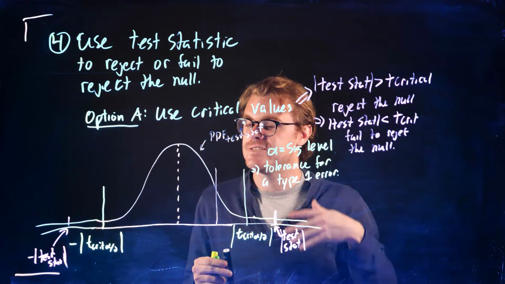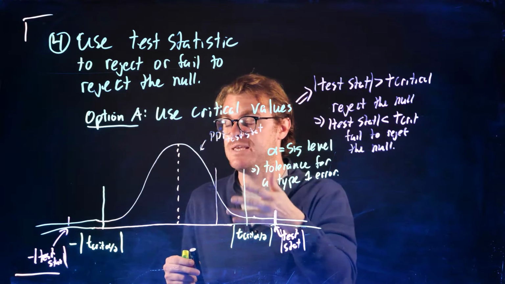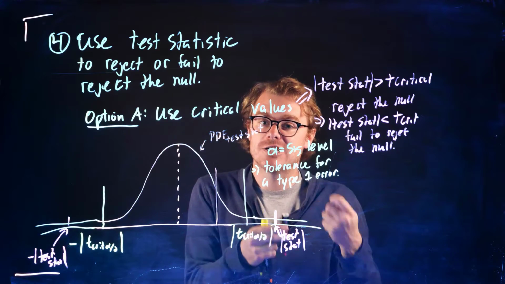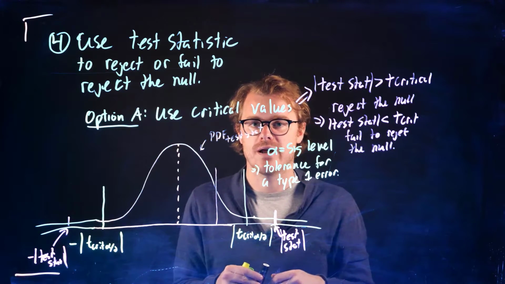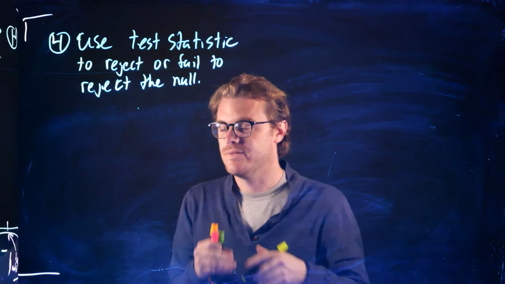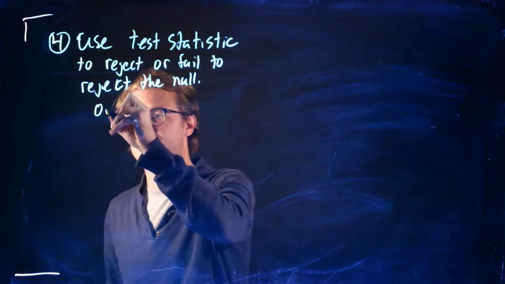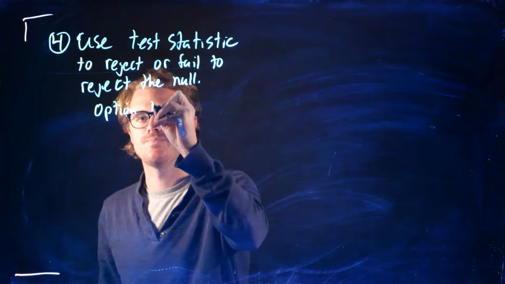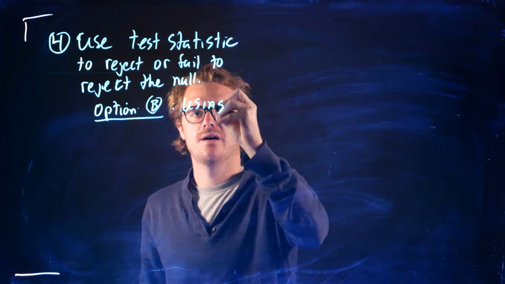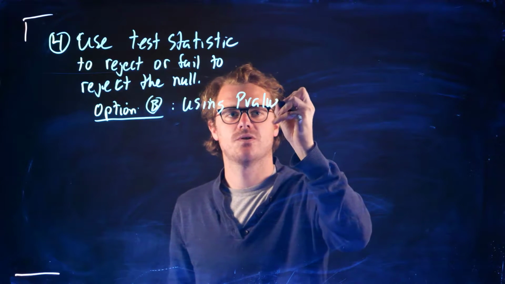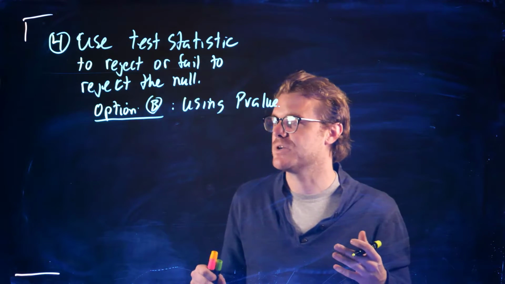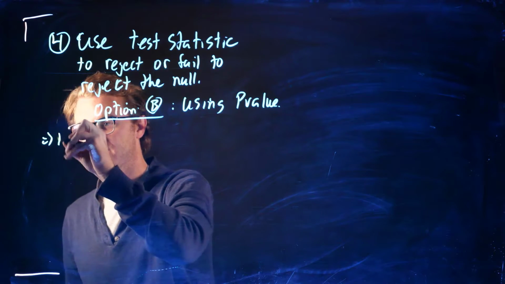Now the second option has to do with p-values and actually calculating the p-value, which is going to be the probability that you actually are making a type 1 error. So the second way, option B, in terms of coming to a conclusion about our test, is going to be using the p-value, or the probability value, which is another thing it's sometimes called.